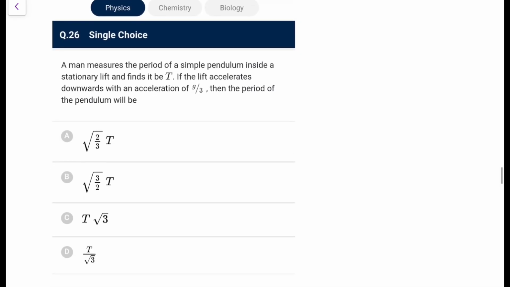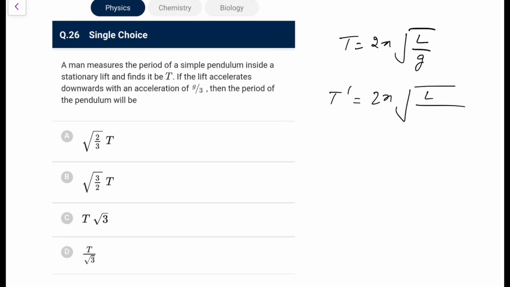A man measures the period of a pendulum inside a lift and finds it to be T. If the lift accelerates downward with acceleration g by 3, then the period is? We know the time period is 2 pi root L by g, or g effective. In the first case it was T, in the second T dash. Because the lift is going downward with g by 3, the g effective will become g minus g by 3, which is 2g by 3. So it becomes root 3 by 2 times T. Go for option B here.